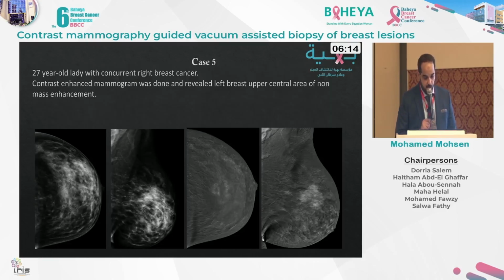A 27-year-old lady with concurrent right breast cancer presented for contrast-enhanced mammogram, which was done and revealed left breast upper central area of non-mass enhancement.